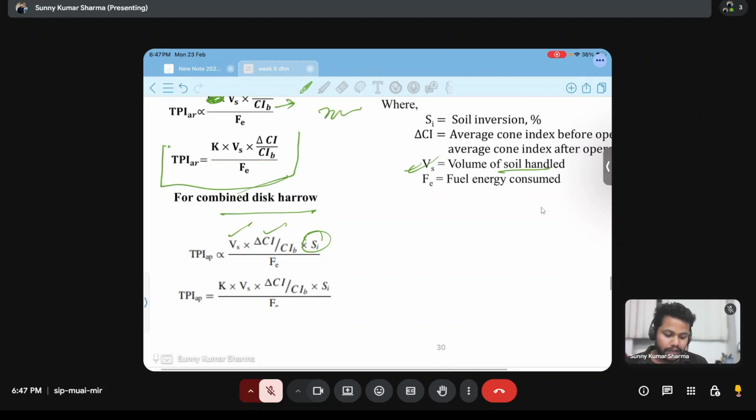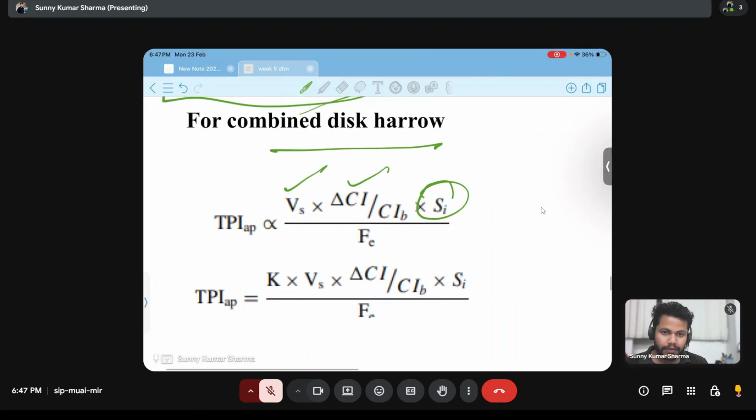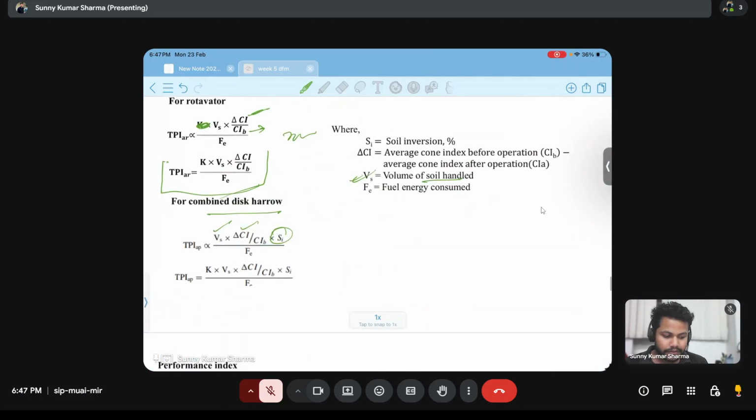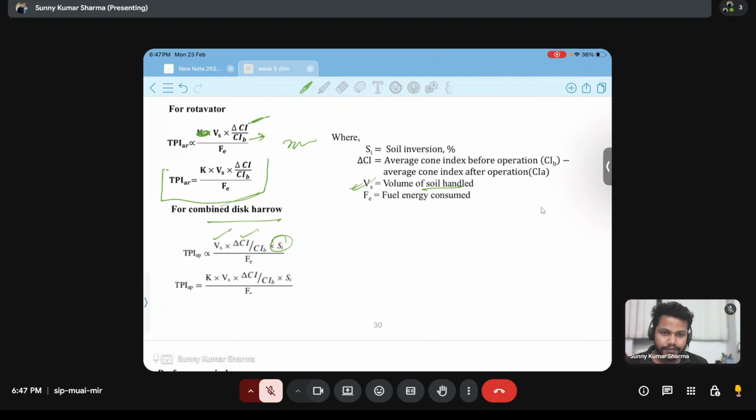Sir, can you zoom out the screen a little? Some of the terminologies are not visible. Zoom out. Okay. Now it is perfect. Now it is fine.